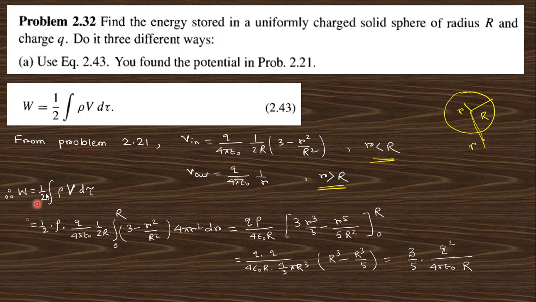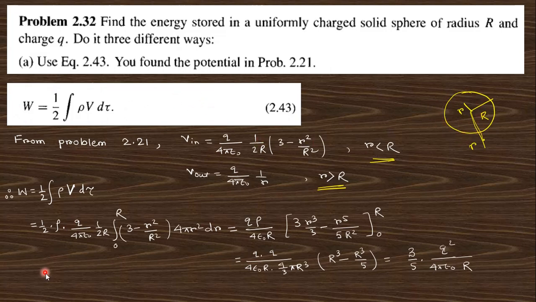You need to find the work done for this configuration using the formula 1 by 2 integral of rho V d tau. V is the potential, d tau is the small volume. So this is rho, and V is the potential within this region, from 0 to R, and d tau is a small volume, that is 4 pi r square dr. If you integrate, you will find 3 by 5 q square by 4 pi epsilon naught capital R. This is the work done for the configuration of this charge.